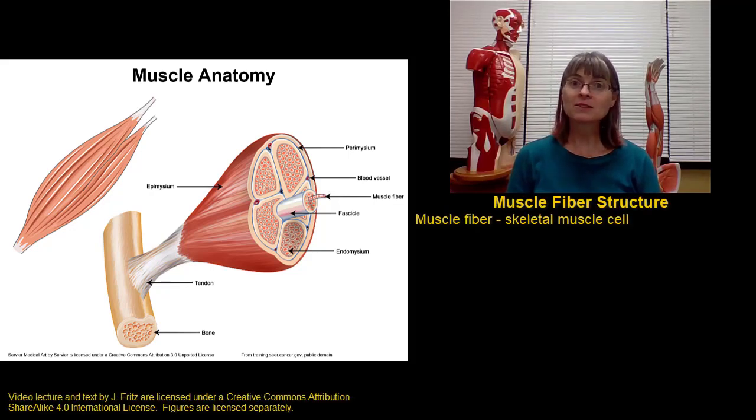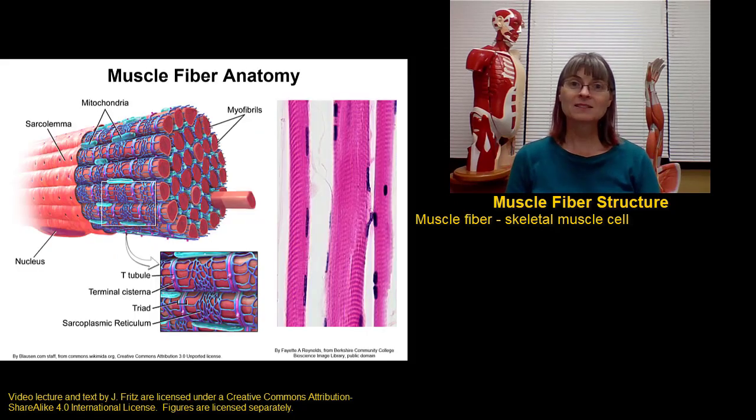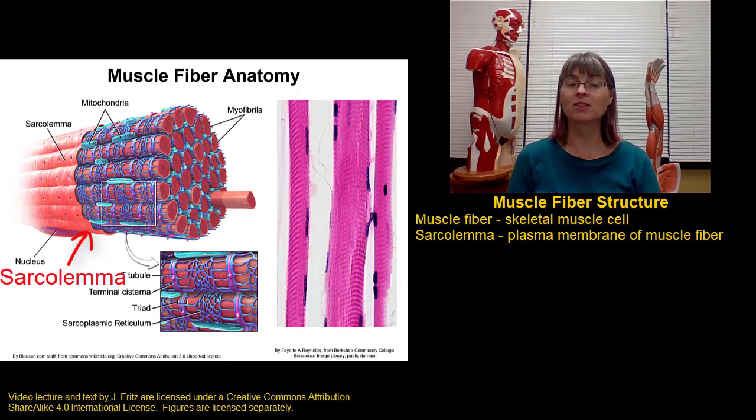Now that we know how a muscle is put together, let's go back to the level of a single muscle fiber and take a closer look at that sort of cell. A single muscle fiber, or single skeletal muscle cell, is surrounded by a plasma membrane, like any cell would be, but we call the plasma membrane of a muscle fiber the sarcolemma. So the sarcolemma is the membrane around a muscle fiber.